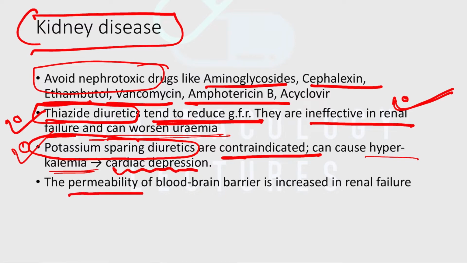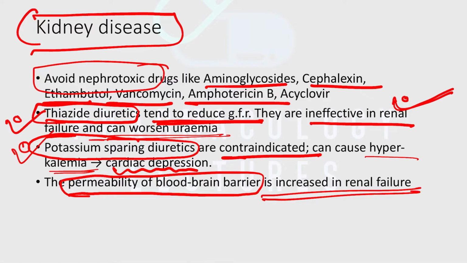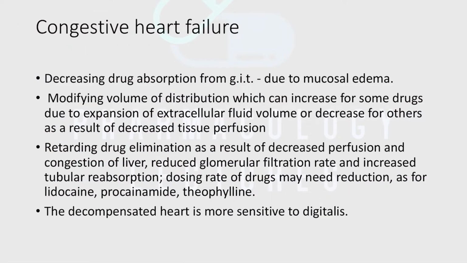and eventually the permeability of the blood-brain barrier also increases in renal failure. We have already discussed it's a barrier which prevents the exposure of a drug to the brain. If the barrier's integrity decreases, then more drug can go into the brain and produce more side effects. So kidney failure or any kidney function abnormality affects the drug response.